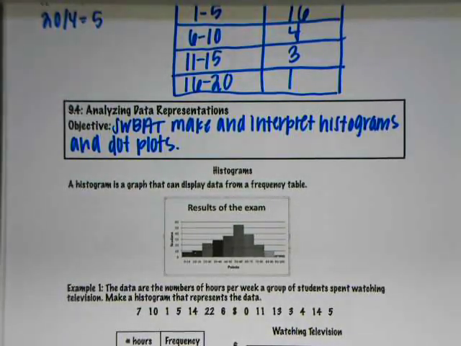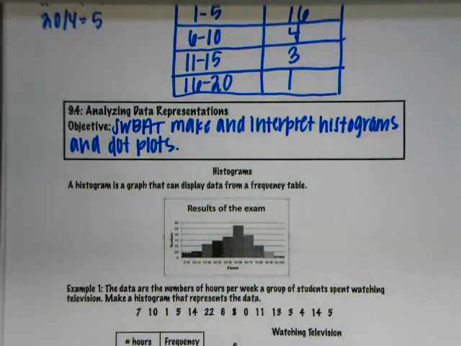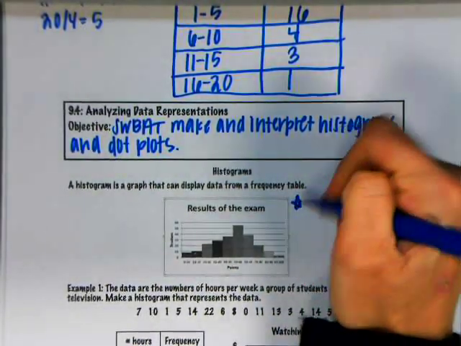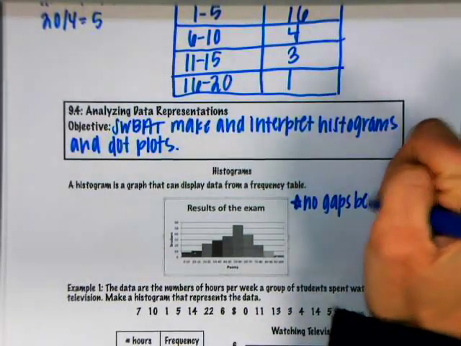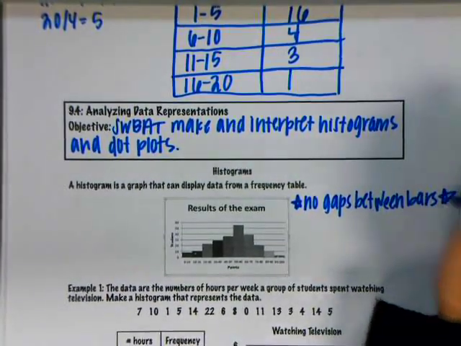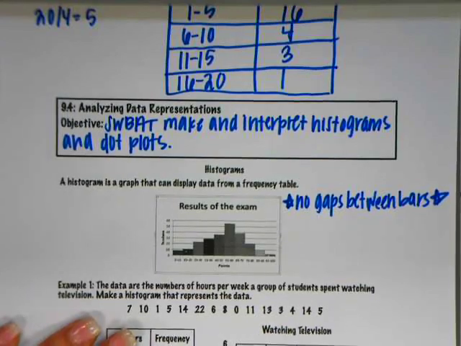All right. So this is what a histogram looks like. It's very similar to a bar graph, except for this specifically we use for frequency table data. A few things to note is that you cannot have any gaps between the bars. That's a really silly spot to lose points on the quiz and the test, okay?